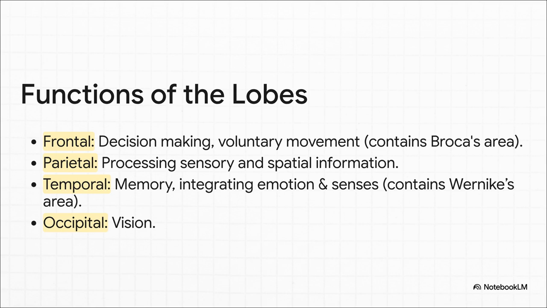The temporal lobe, right by your temples, is a hub for processing memories and integrating them with all our senses. It also has Wernicke's area, which is key for understanding language. And finally, way at the back, the occipital lobe has one main job: vision. It's the brain's movie screen.